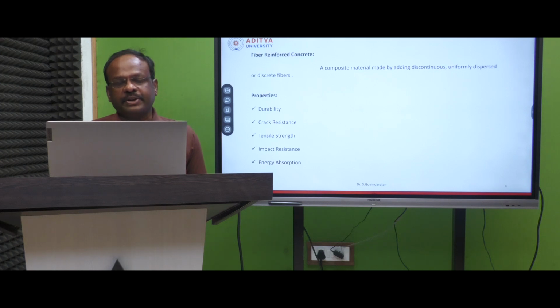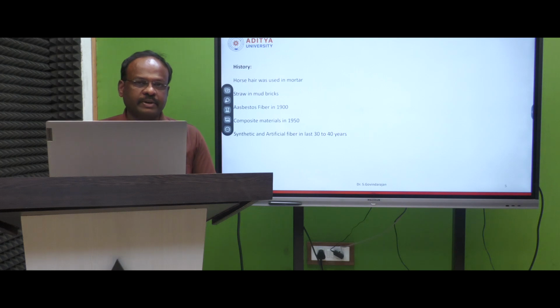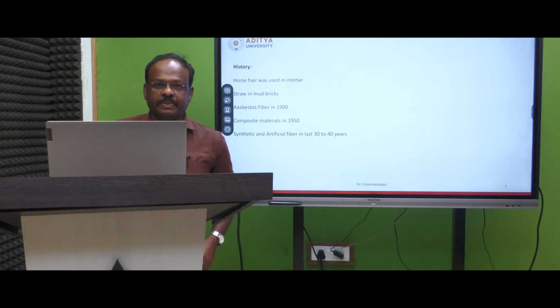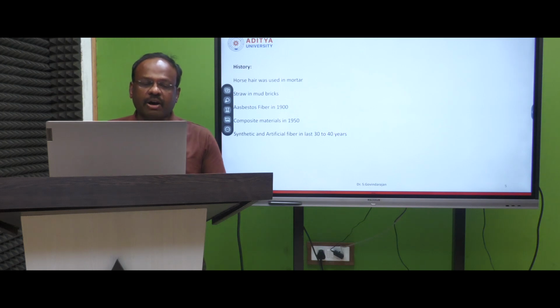So before we start, once all these 6 properties are known, we move on to the main area of fiber reinforced concrete. And what is the history? How was this fiber reinforced concrete developed? This is not new. Actually, in the ancient period also fiber reinforced concrete was involved. Here one type of natural fiber is horsehair. Horsehair was used in mortar. When they were doing construction with mortar, they were using horsehair.